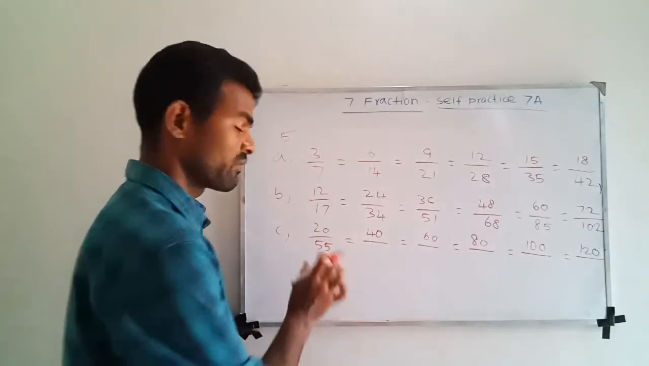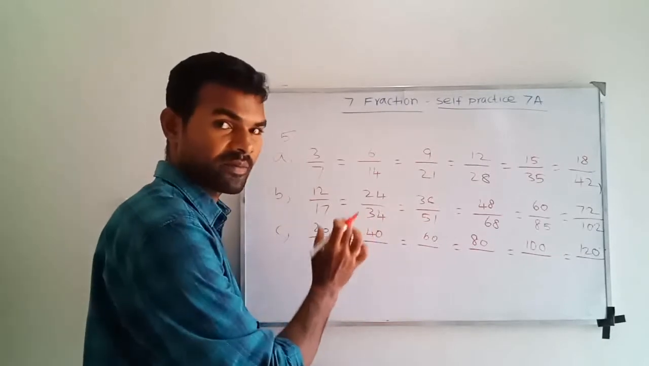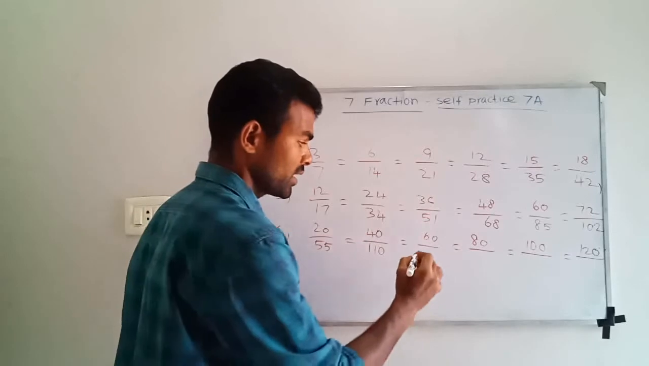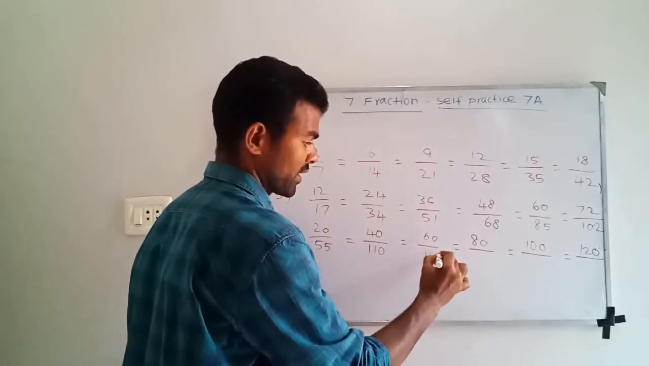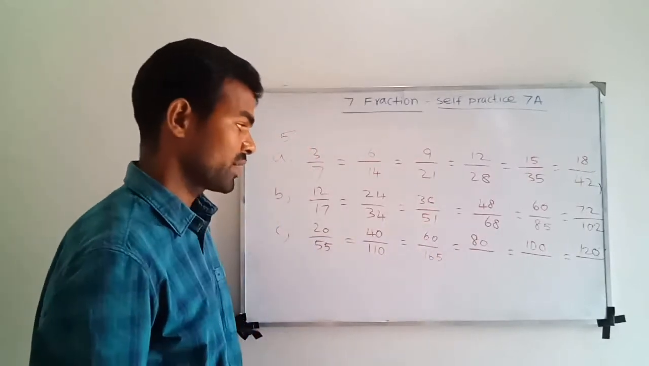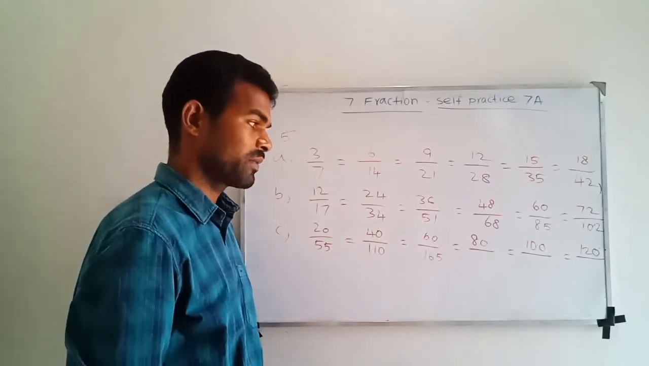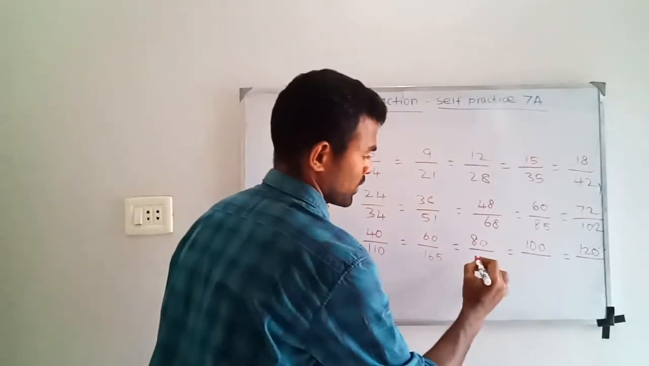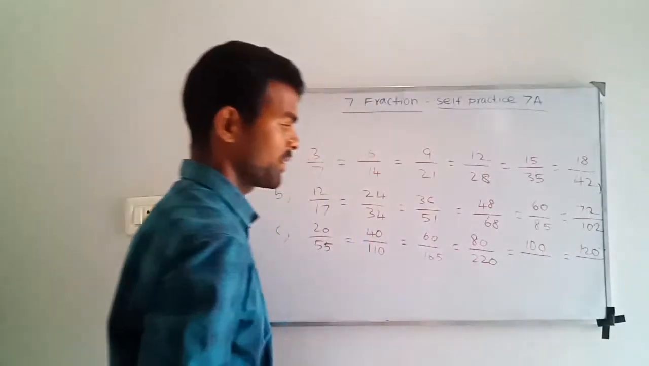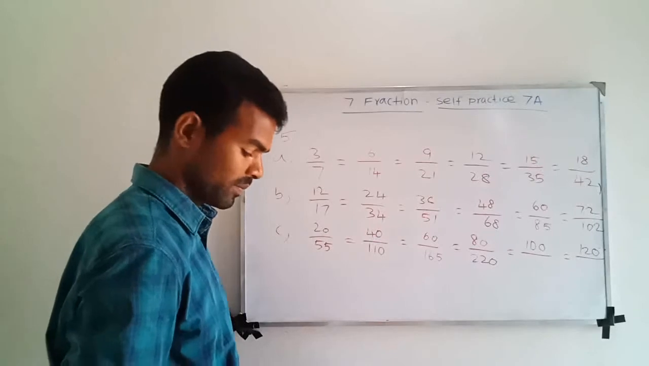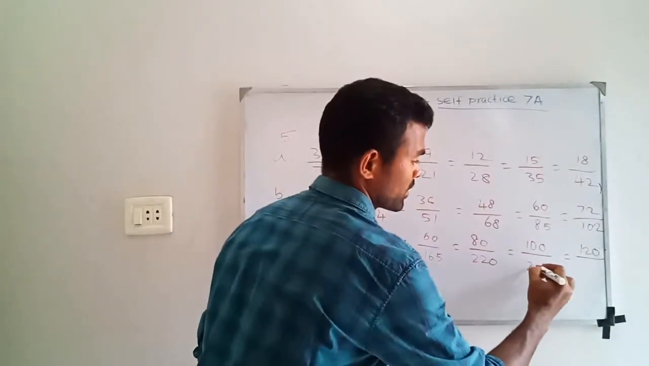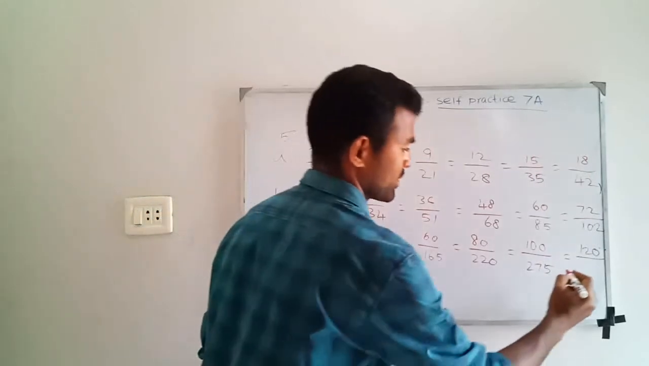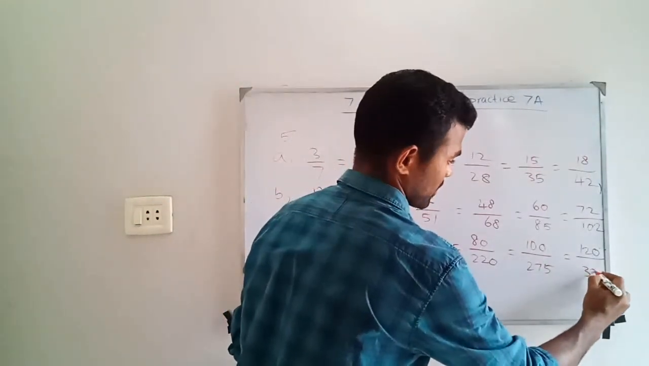The 55 table. So 55 times 2 is 110. 55 times 3 is 165. 55 times 4 is 220. 55 times 5 is 275. 55 times 6 is 330.